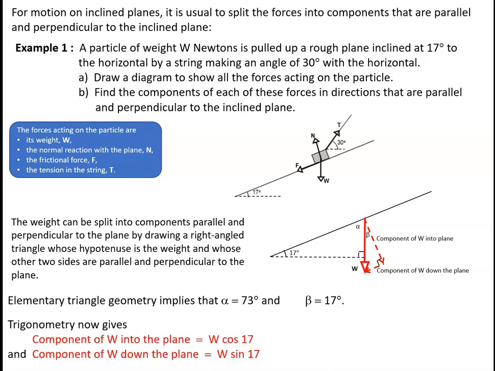Once we've done that, we can see that the component of W into the plane is the adjacent side of the triangle to the angle beta. So we can say that the component of W into the plane is W cos 17, and the component of W down the plane is the opposite side, and that therefore is going to be W sin 17.